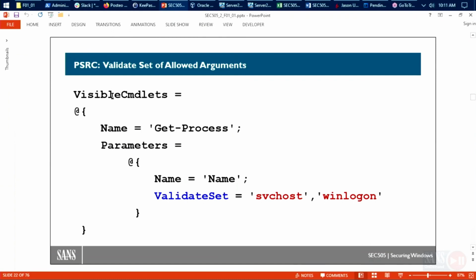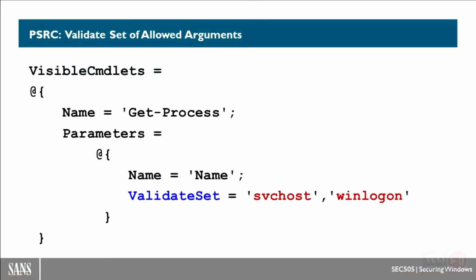Notice that visible commandlets is a key in a hash table, but the data for that key is itself another hash table. So here we have @ opening squiggly brace, and at the very bottom of the slide, there's the closing squiggly brace. So let's imagine that you want to allow get process, that's the name of the command, and you also want to restrict the parameters. So in this little hash table, notice that parameters is a key, and the data assigned to that key is again another hash table.